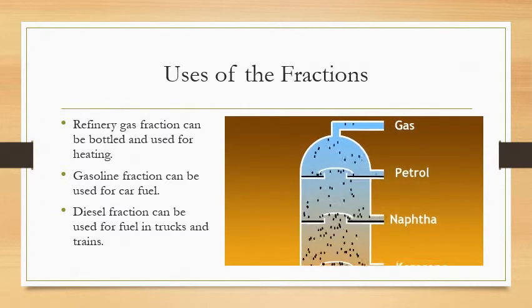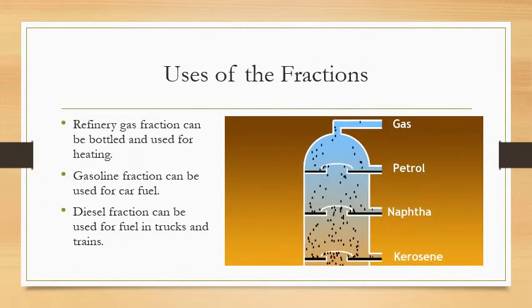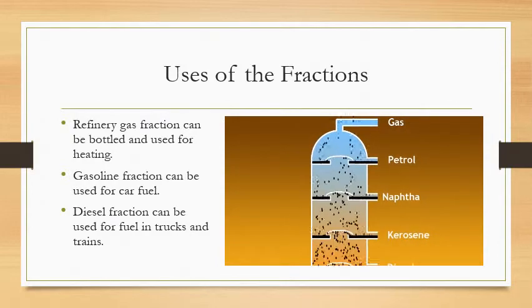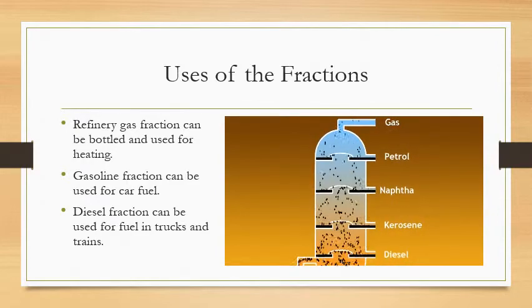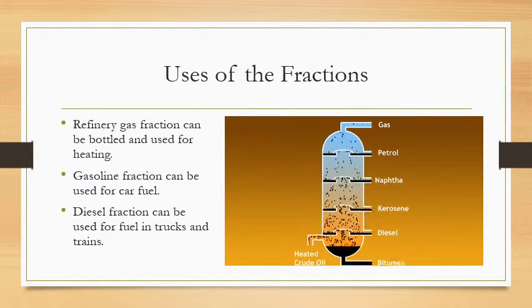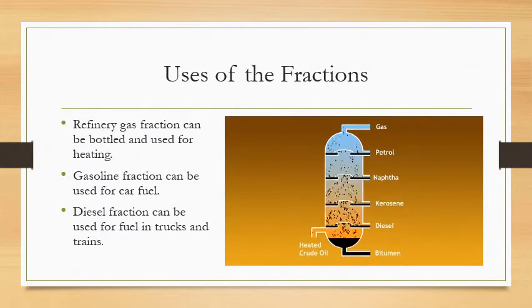The rest of the molecules start to rise up the column, making their way through bubble caps in each tray. The bubble caps slow down the rate of the rising vapor, and eventually the vapors get too cool, condense, and are collected as liquids in the trays.